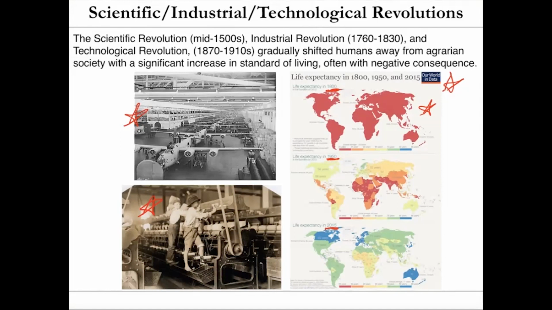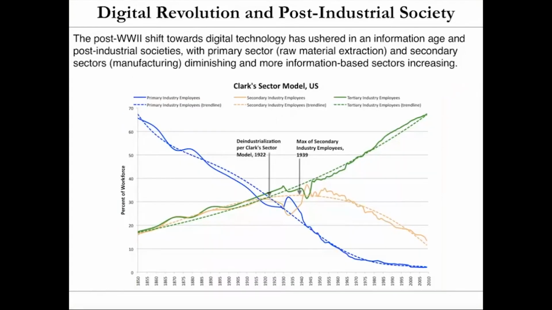But obviously, human society changed significantly with these types of advances. And after the Industrial Revolution, basically what we're going through now in a lot of different societies is what would be called a digital revolution, entering into a post-industrial society. So after World War II, especially in the United States, if we just keep it at that, there's a shift towards digital technology rather than machine or analog technology.